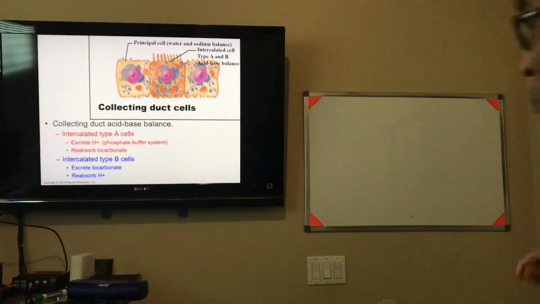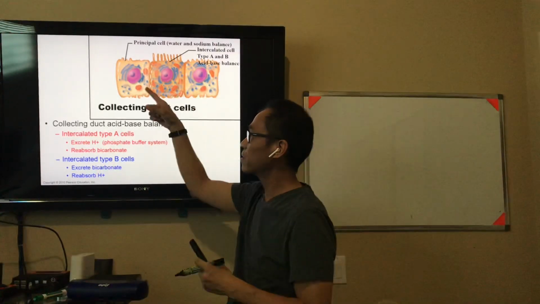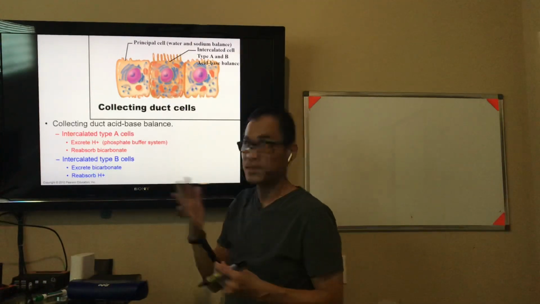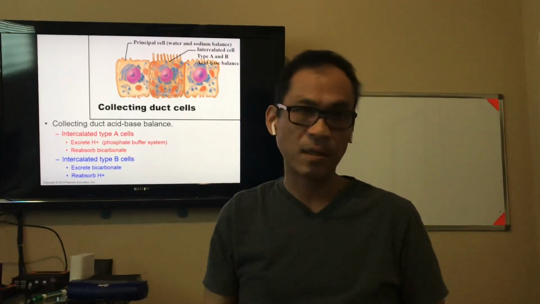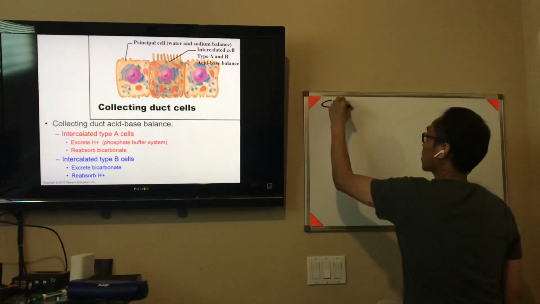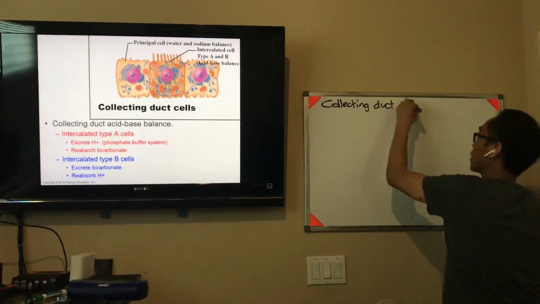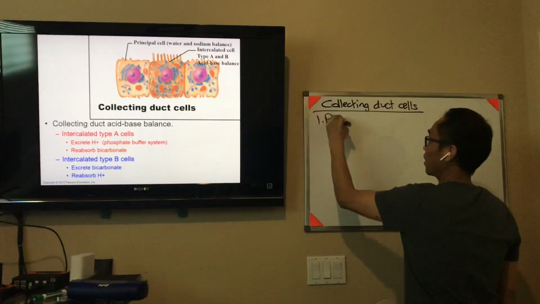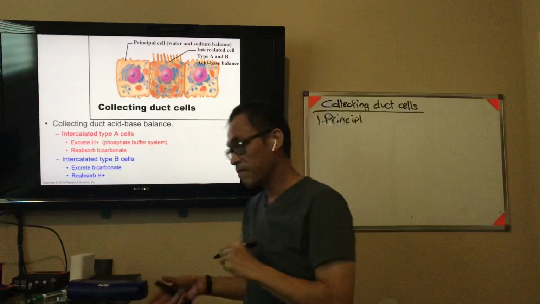So the next thing we do is to talk about, well, what we just talked about were the principal cells. The principal cells are for the water sodium balance. They have the aquaporins. They're the chief cell. They're the most numerous cell lining the collecting duct for the water reabsorption. So still in the collecting duct, talking about collecting duct cells, basically two types. The principal cell of the collecting duct, they have the aquaporins.